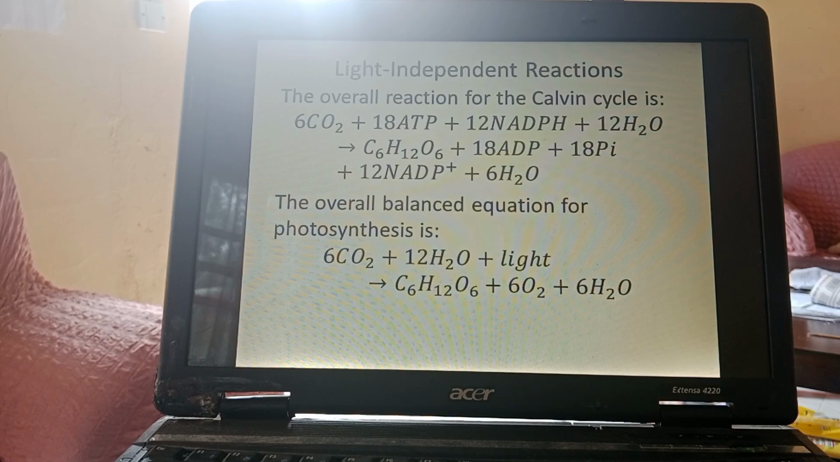The overall balanced equation for photosynthesis is 6CO2 plus 12H2O plus light gives you C6H12O6 plus 6O2 plus 6H2O. 6CO2 is carbon dioxide, 12H2O is water, or 12 molecules of water, excuse me, and the 6CO2 is 6 molecules of carbon dioxide. In the presence of light, will be broken to glucose. C6H12O6 is glucose, and the 6O2 is 6 molecules of oxygen. And 6H2O is 6 molecules of water. And there we have 1 molecule of glucose.